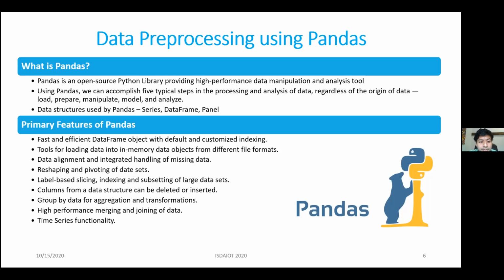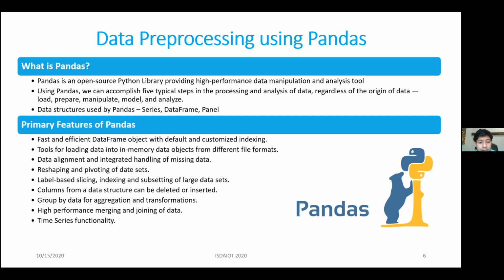So some of the primary features of Pandas, as we go through. It is very fast and efficient. It provides a very fast and efficient data frame object with default and customized indexing. We'll see how we can use very customized indexing with the data. Then it provides tools for loading data into in-memory data objects from different file formats. So it's very flexible with different file formats, data alignment and integrated handling of missing data. That is one of the key aspects that sometimes we need to do while structuring the raw data.